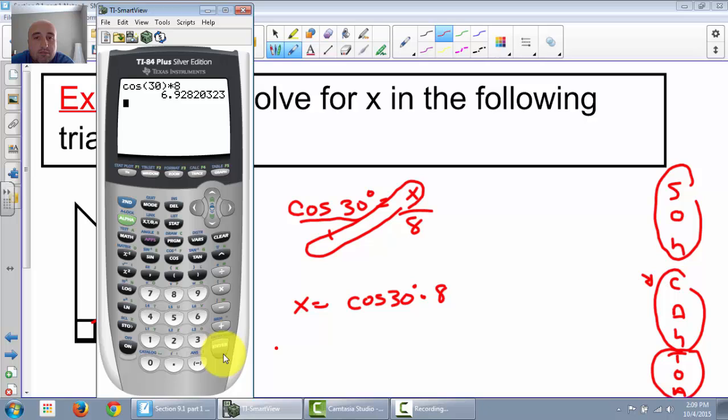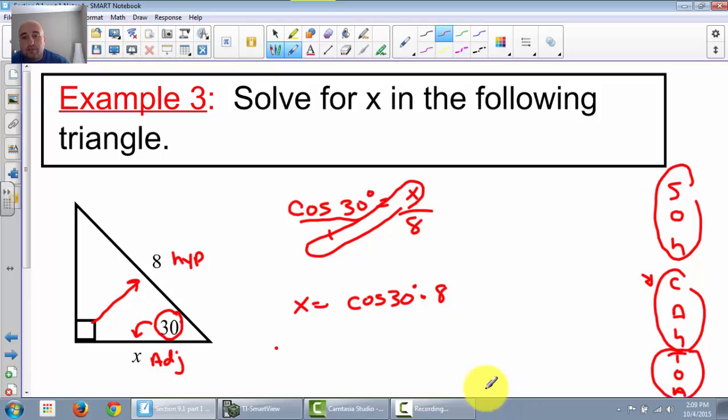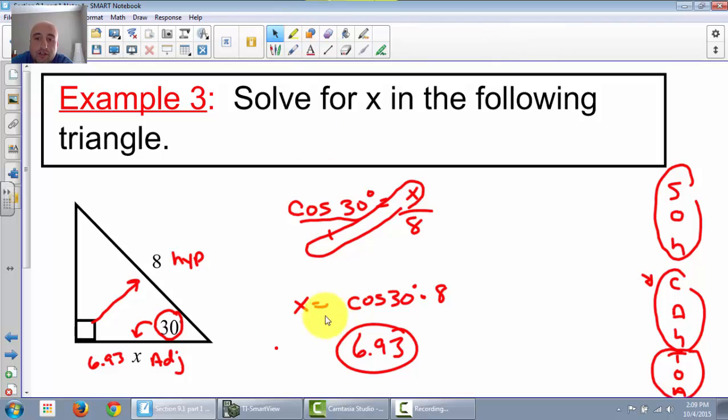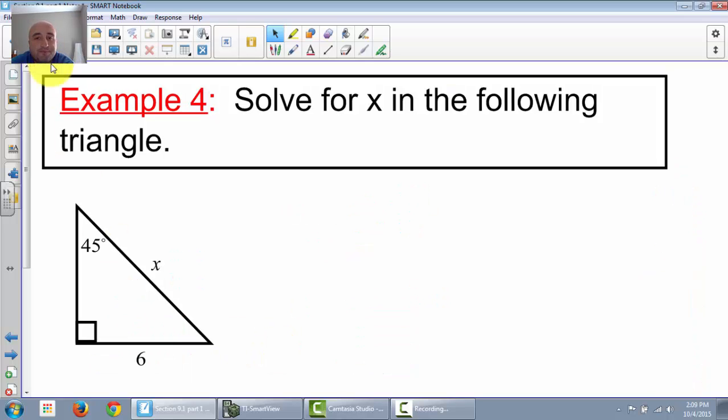And that gives us 6.93, because I'm going to round. So x equals 6.93. That's fairly good. Remember, 8, 6.93, that seems like a reasonable answer. If you got something like 100, you should notice that that probably isn't going to work. But that is reasonable. So let's do one more and then we should be good.